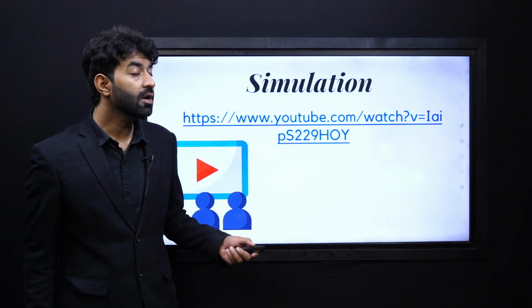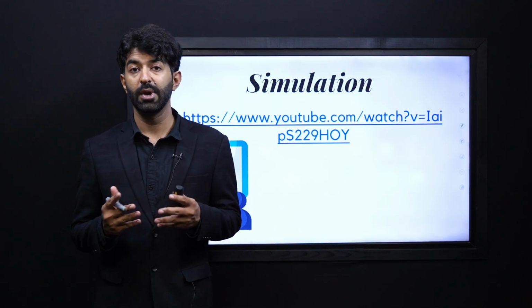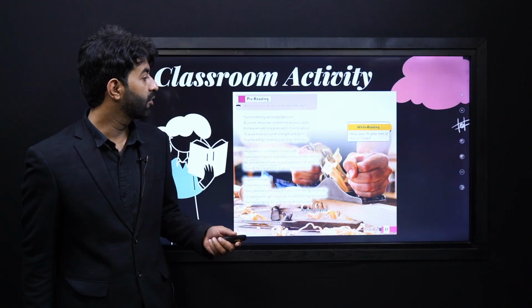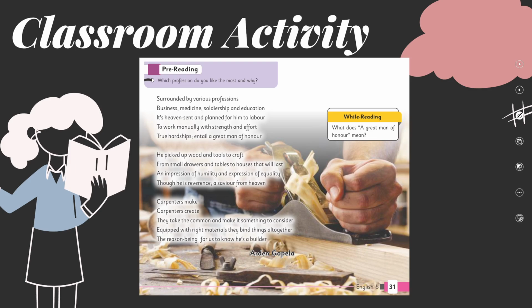Now, here is a simulation link that you can play later on to learn more about the themes. And now for the classroom activity, you will be reading the text of the poem and try to answer the questions at the end. Now let's read it together. First, you need to work on this pre-reading. Which profession do you like the most and why?